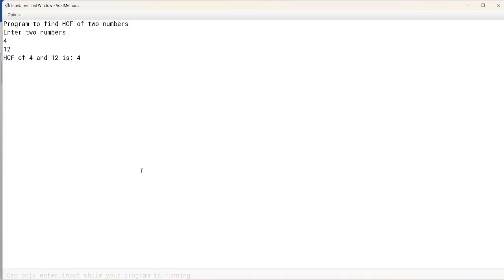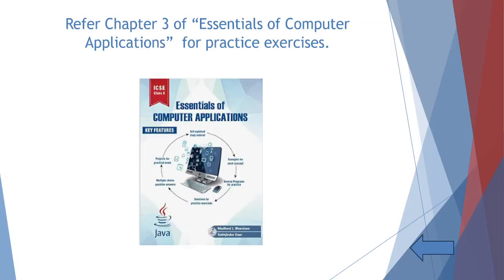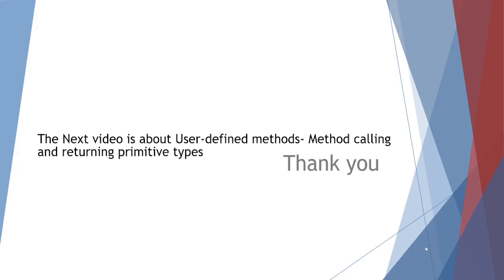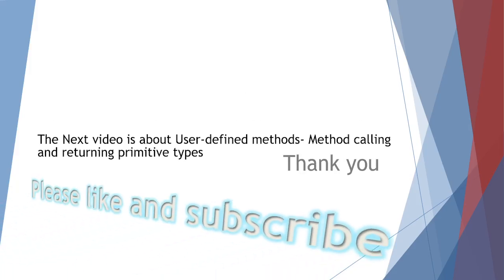This is how we write programs. We have understood method calling, that is void type methods with parameters, without parameters. Refer chapter 3 of Essentials of Computer Applications for practice exercises. And the next video is about user-defined method calling only, but returning primitive types.